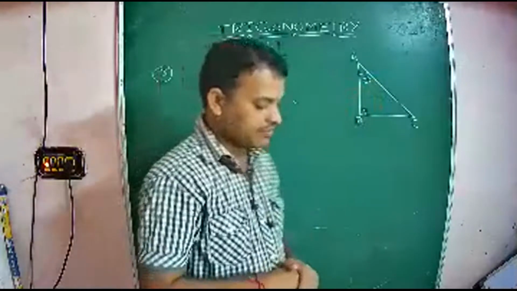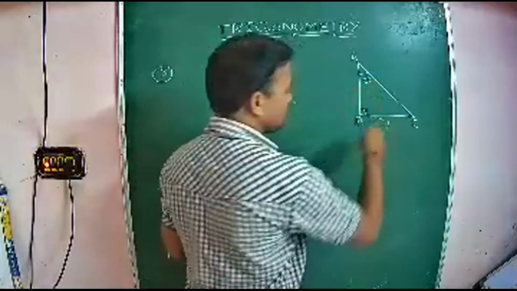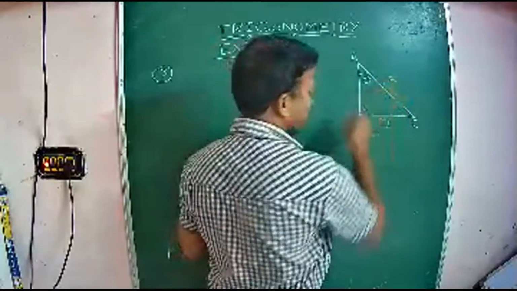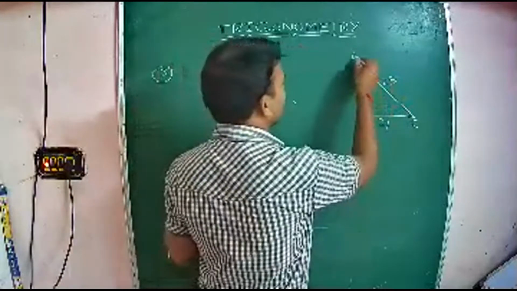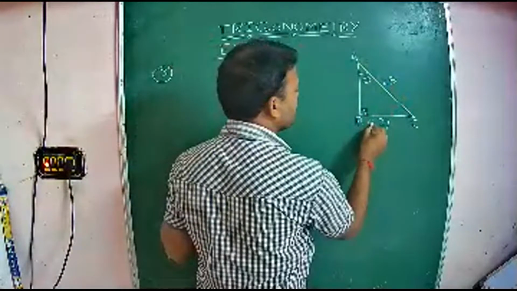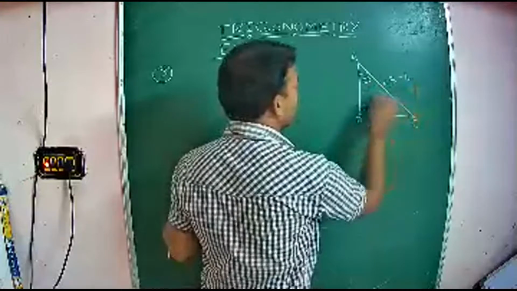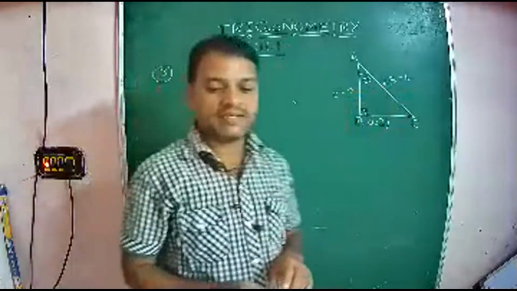Okay. So first of all, what is the BC value given? BC value is 24 and AC value is 25. Here, capital A's opposite side is small a, capital B's opposite side is small b, and capital C's opposite side is small c. I need to find out the remaining side. Clear everybody?